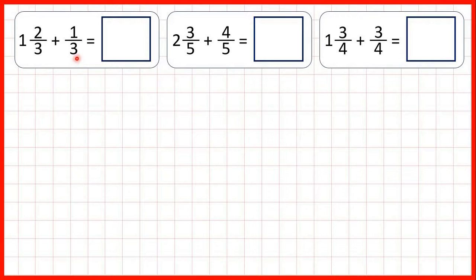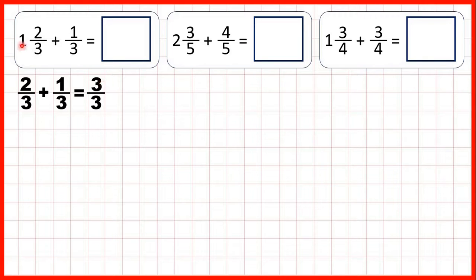Now here, we're still adding a fraction to a mixed number, but for these questions, we'll need to think really carefully about how we write our answer. So first, we have 1 2/3, and we're adding 1/3. We can start by adding the fractions in the question, so 2/3 plus 1/3. The denominator stays the same, and 2 plus 1 is 3.